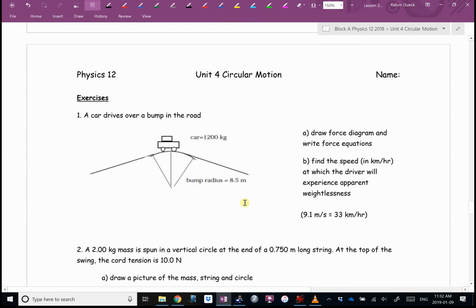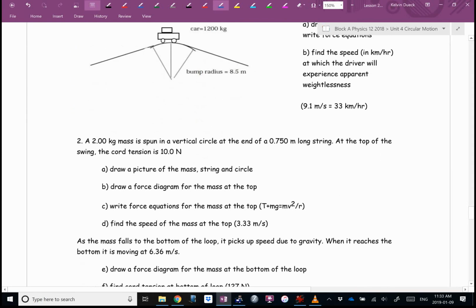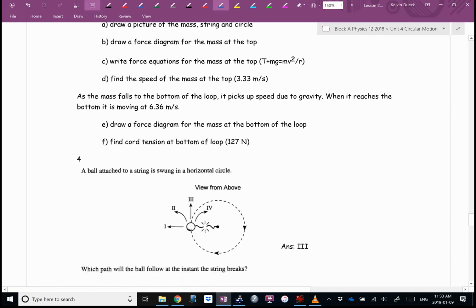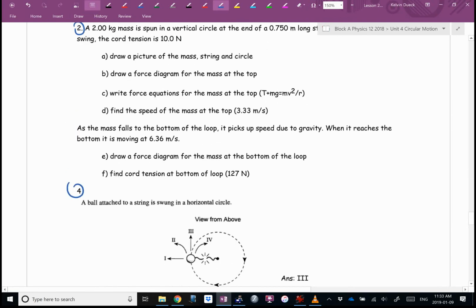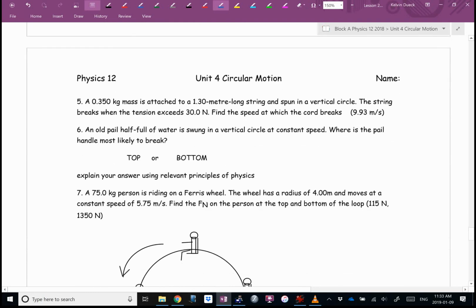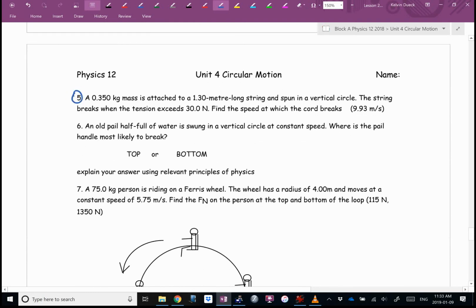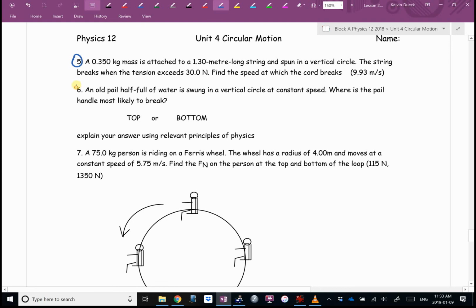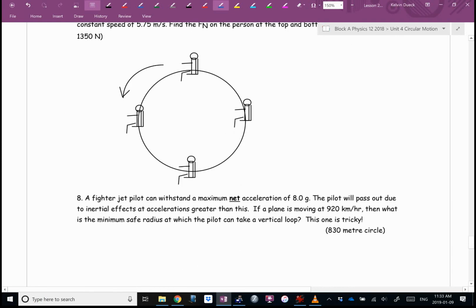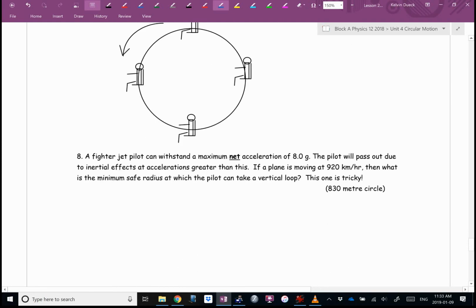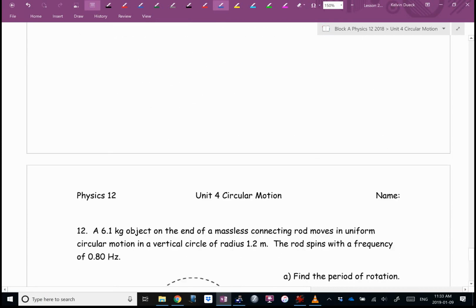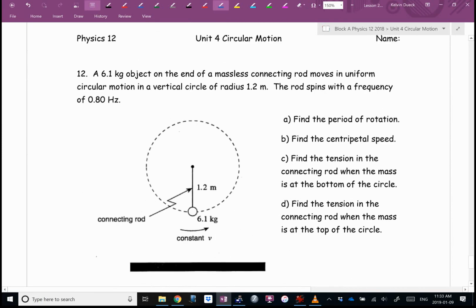What's your homework? Number 1 is good. Number 2 is good. Number 4 is good. What happened to number 3? I don't know. 5 is good. 6 is good. 7 is good. So far I've assigned all of them. Skip 8. 12 is good. Now in number 12, I gave you the frequency.